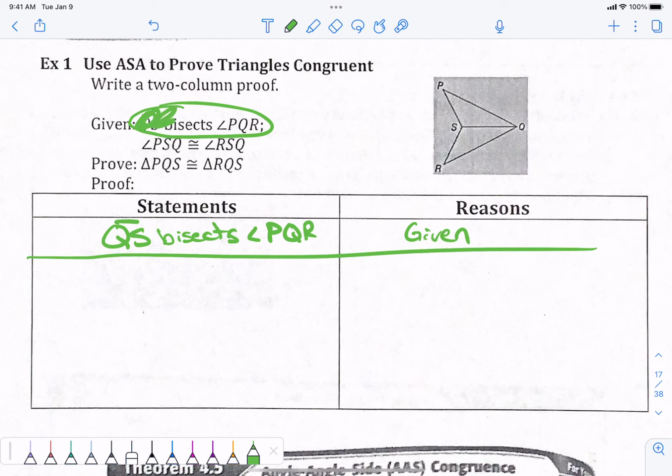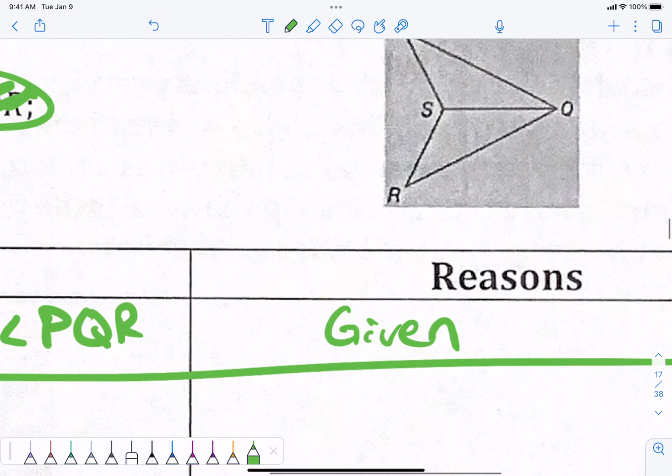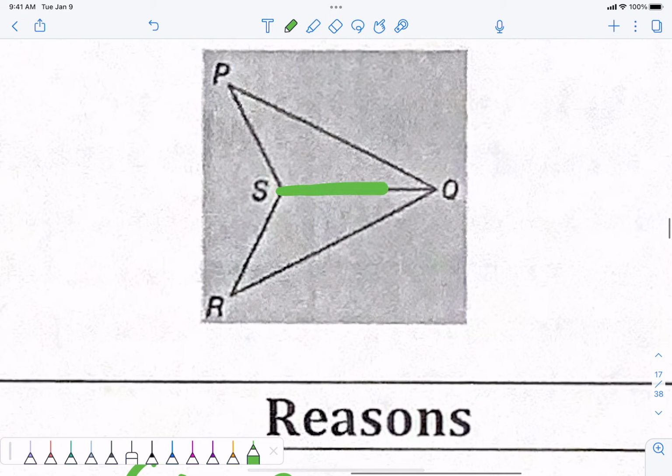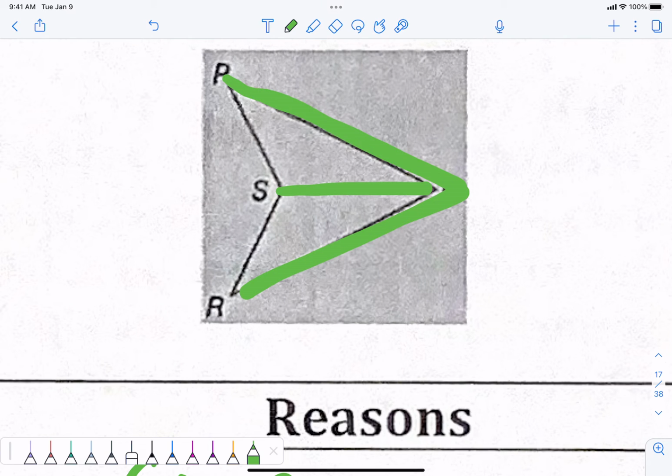And I'm going to cross him out. And before you write the second piece of given information, let's write what that means. That doesn't give me anything right now. But I can look at the diagram and figure out what that means, okay? So if QS is bisecting, this guy is bisecting this angle right here. So it's splitting that. What do we know?